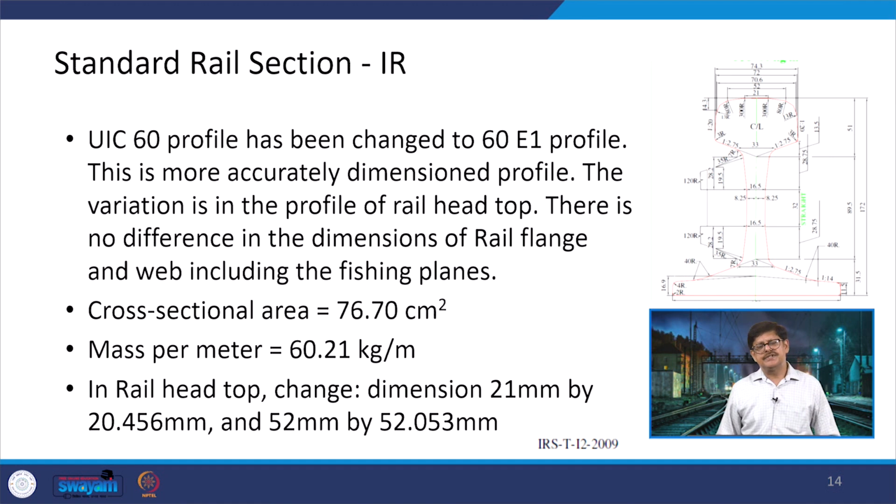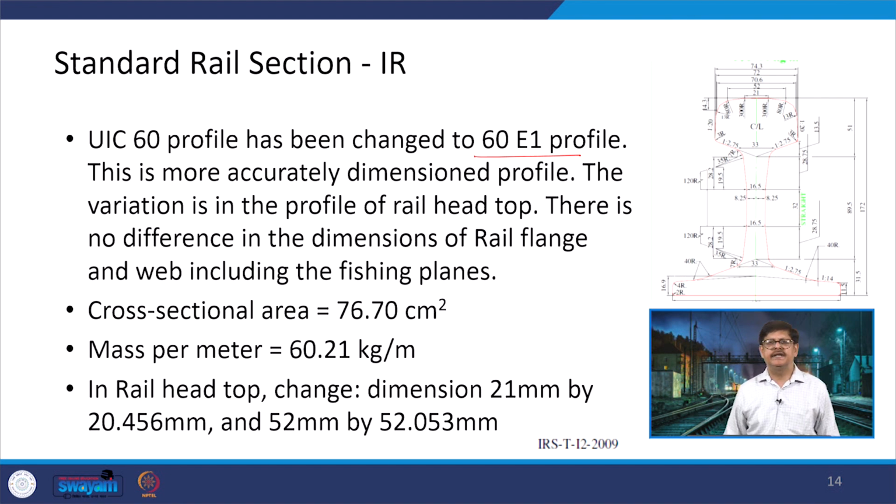Now, this UIC 60 kg per meter section has been further changed. There are minor changes, of course. Now this is being defined as 60 E1 profile. This is a more accurately dimensioned profile as compared to the previous one. And the variation in the profile is in the rail head top. There is no difference in the dimensions of the rail flange and web, including the fishing angles.